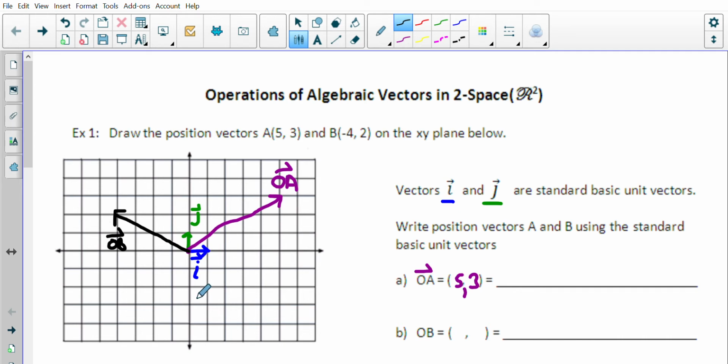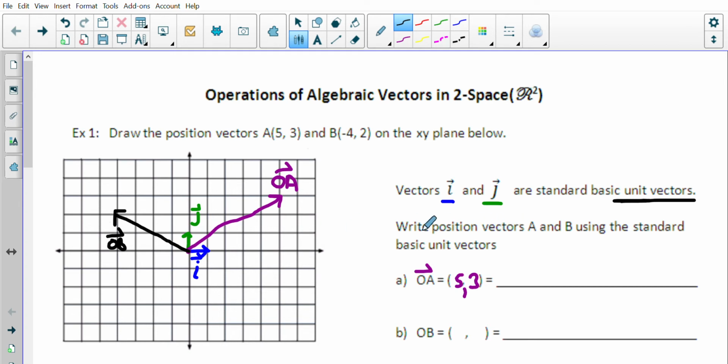Now, we have these two little vectors that I've drawn out there, which are i and j, which are our standard basic unit vectors. Again, unit vector means you have a magnitude of 1. And i is what we call the horizontal component of our vector, or a unit horizontal component. And j is the unit vertical component.